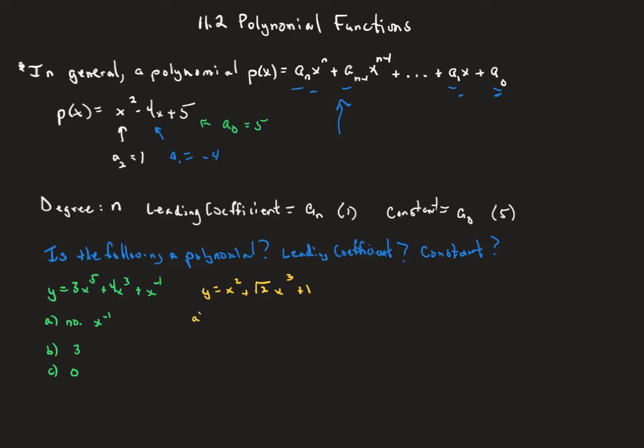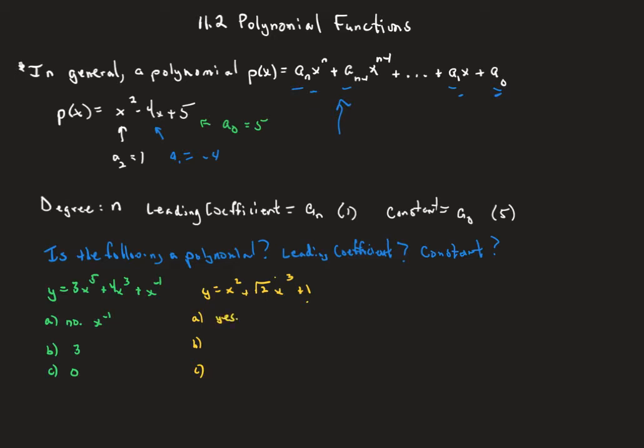And again, I'm going to answer these three questions. So first of all, is it a polynomial? Well, the square root of 2 is not a power of x, so that's not an issue. We have an x to the second, an x to the third, and no x at all. So yes, this is in fact a polynomial.